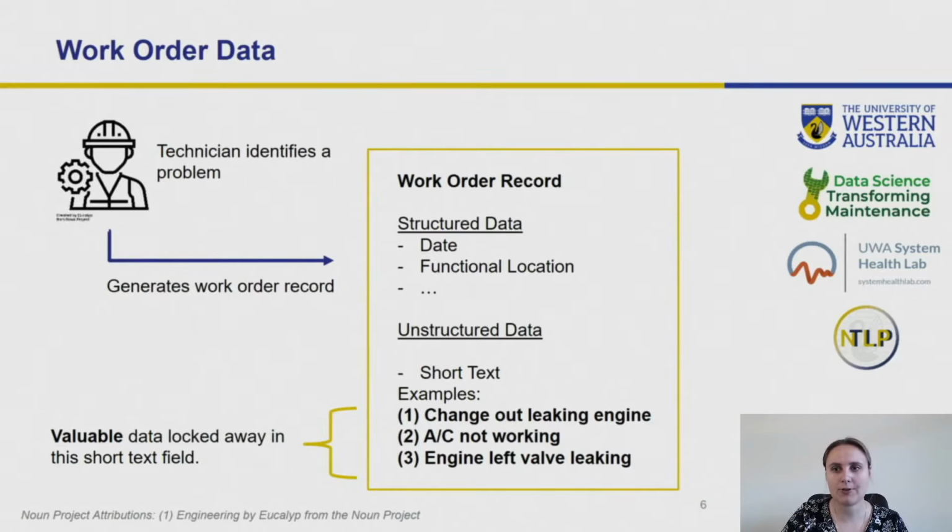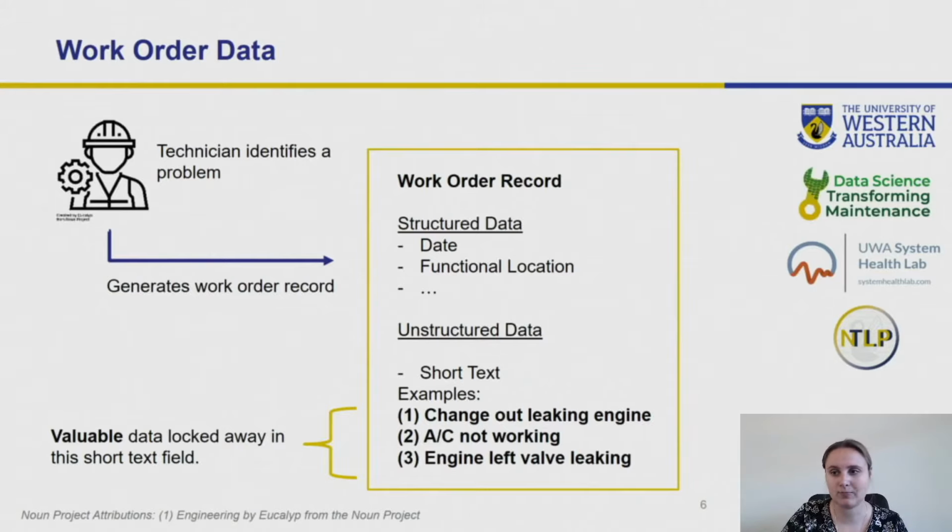A work order is created when a technician out in the field identifies a problem with a piece of equipment. The technician will generate a work order record in a computerized maintenance management system, or CMMS. This work order record will contain structured data such as the date when the problem was found and the functional location of the piece of equipment.